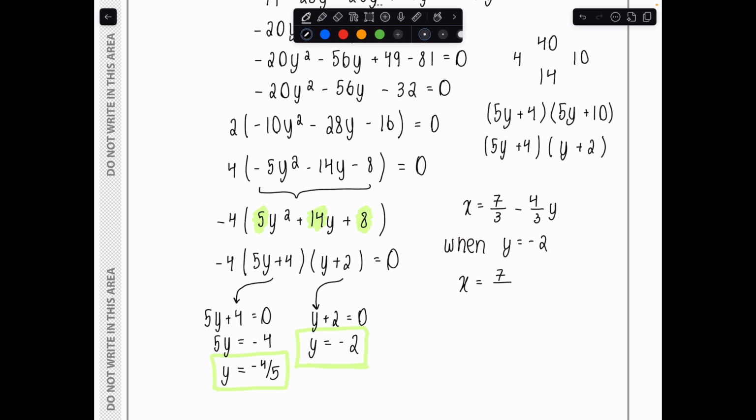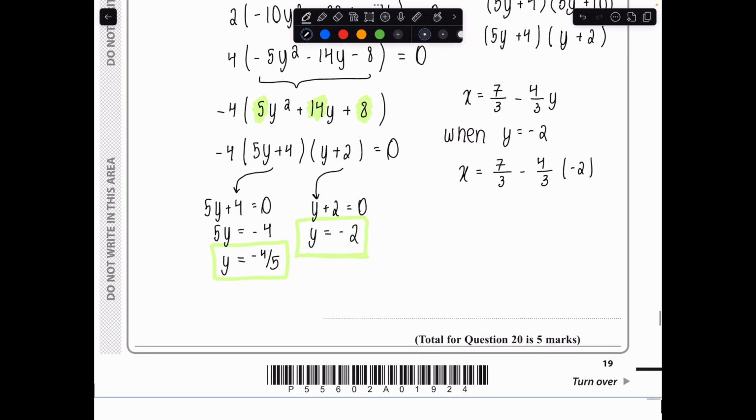X is equal to 7 over 3 minus 4 over 3, but now instead of y, we'll write minus 2. So x is equal to 7 over 3. Then if we do minus 4 over 3 times by minus 2, we get positive 8 over 3. And that leaves us with 15 over 3. So now we have our value for x. So when y is equal to minus 2, x is equal to 15 over 3.